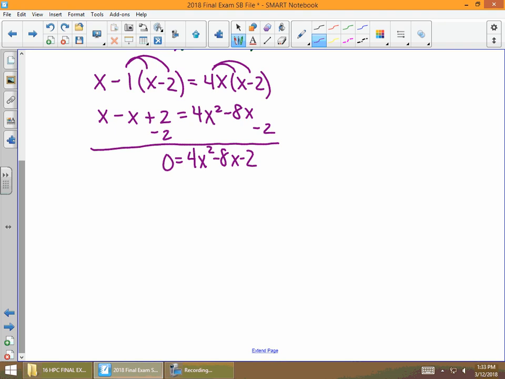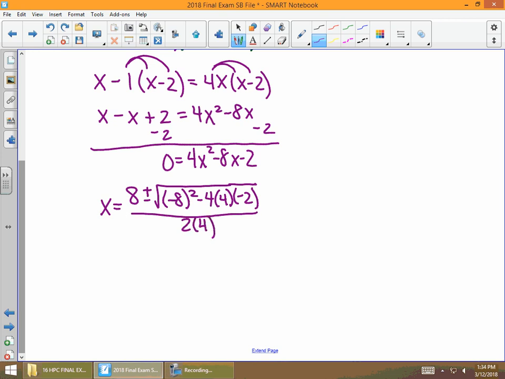quadratic formula. And here, 4 times negative 2 is negative 8. Two factors of negative 8 that add to negative 8 do not exist. So quadratic formula. Opposite of b plus minus square root b squared minus 4ac all over 2a. Put that whole business in your calculator all together. Negative 8 squared minus 4 times negative 2, and you get 96. 96 is 16 times 6.